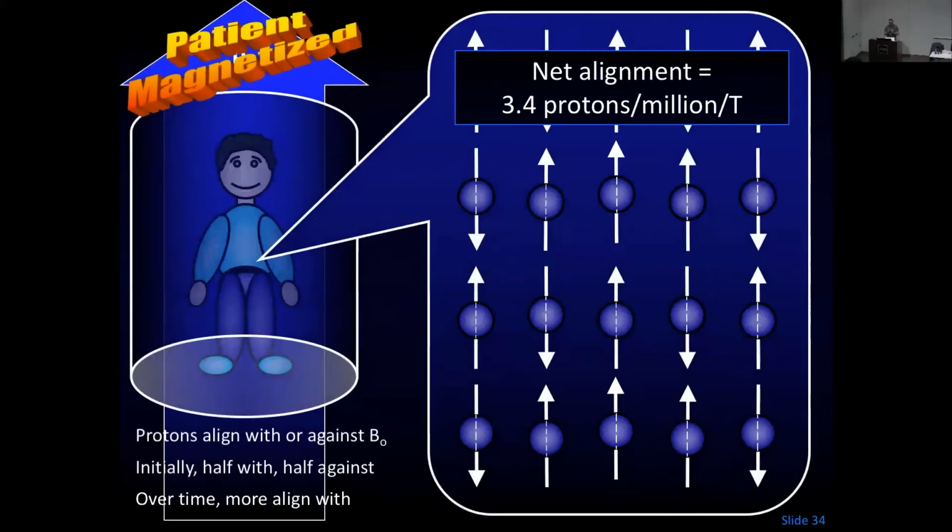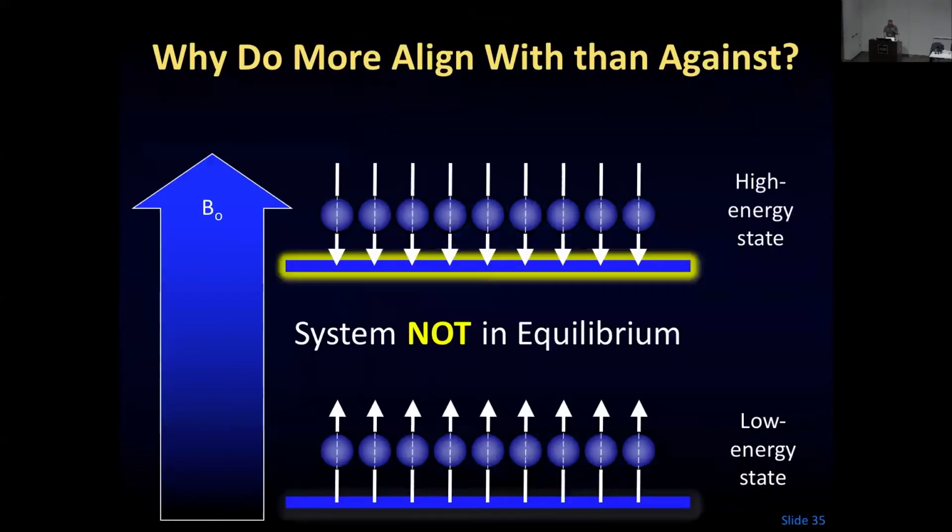But because a slightly greater number of protons are pointing up than pointing down, now the patient is magnetized. So when you put someone in a magnetic field, the patient actually becomes a magnet. Now, they're not as strong as the external magnetic field. They're a very weak little puny magnet inside a strong magnet.